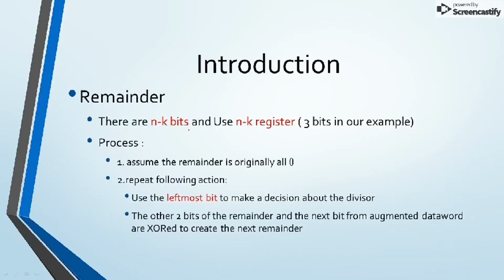Introduction, remainder. There are n-k bits. Use n-k registers, which are single-bit storage devices. In our example, n-k equals 3, and we briefly mention the process. Number 1, assume the remainder is originally 0. Number 2, repeat the following action. Use the leftmost bit to make a decision about the divisor. The other 2 bits of the remainder and the next bit from the augmented data are XORed to create the next remainder. So, you'll think, what does it mean, right?